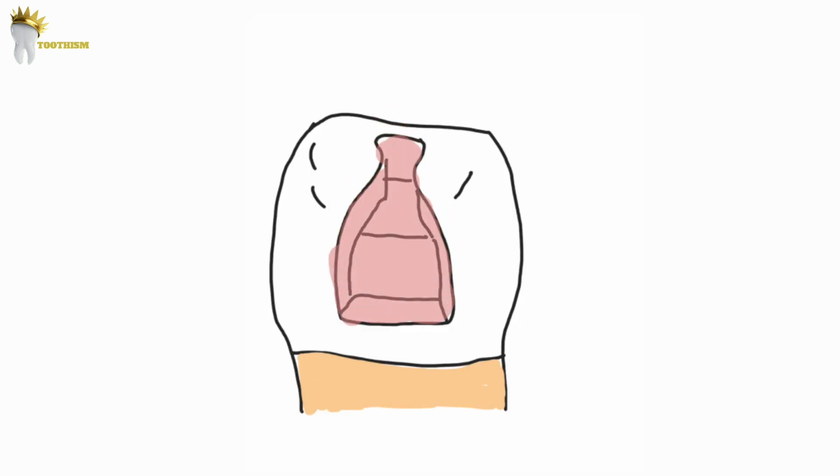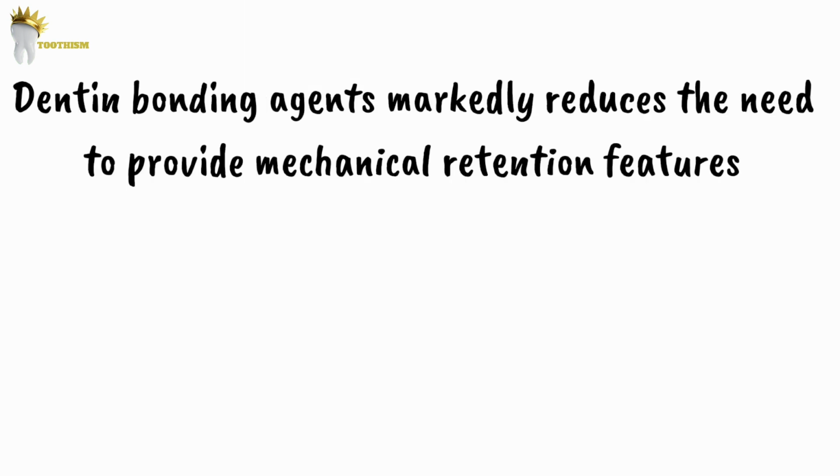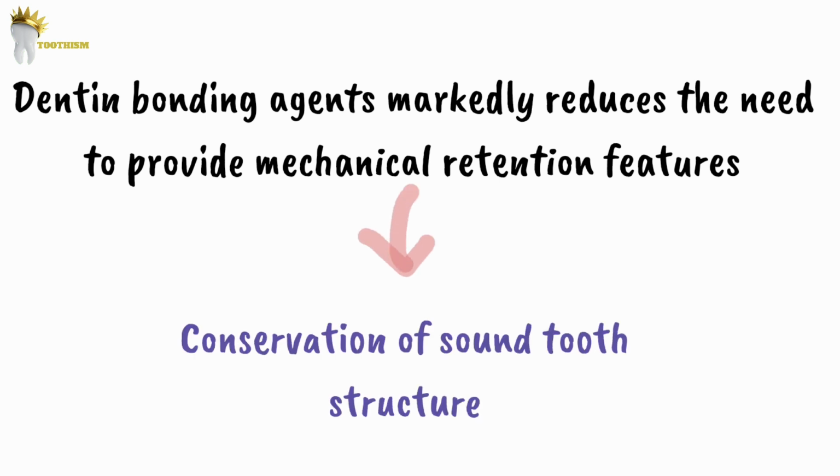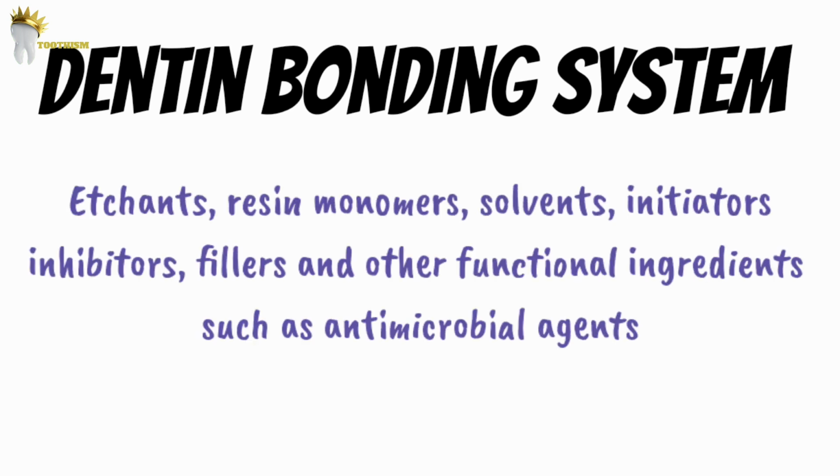When we want a restoration to be retained in the tooth, we have to give certain features to the cavity preparation like dovetails, grooves, undercuts. This results in loss of sound tooth structure. But when we use dentin bonding agents, it markedly reduces the need to provide such mechanical retention features. In this way, bonding agents help in conservation of the sound tooth structure. So what does a typical dentin bonding system include? It includes etchants, resin monomers, solvents, initiators, inhibitors, fillers, and sometimes other functional ingredients such as antimicrobial agents.